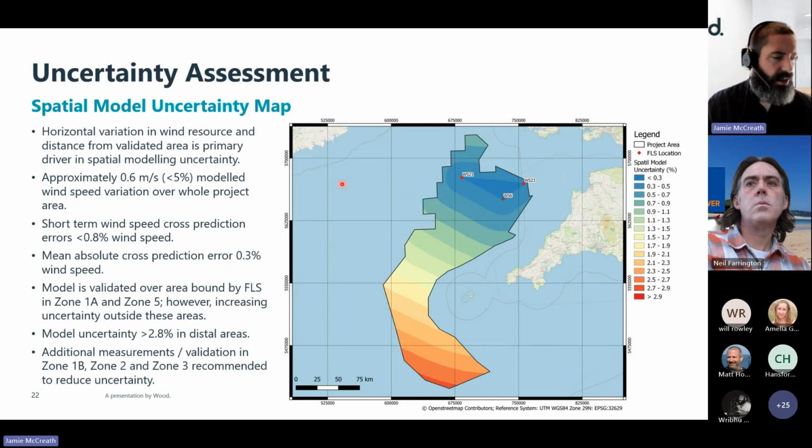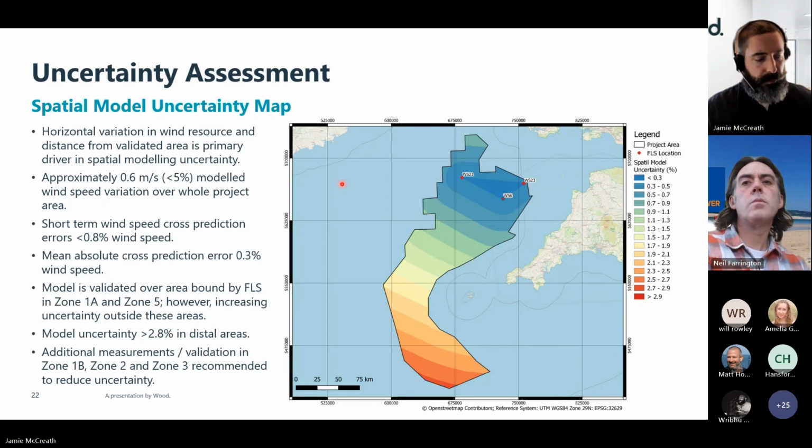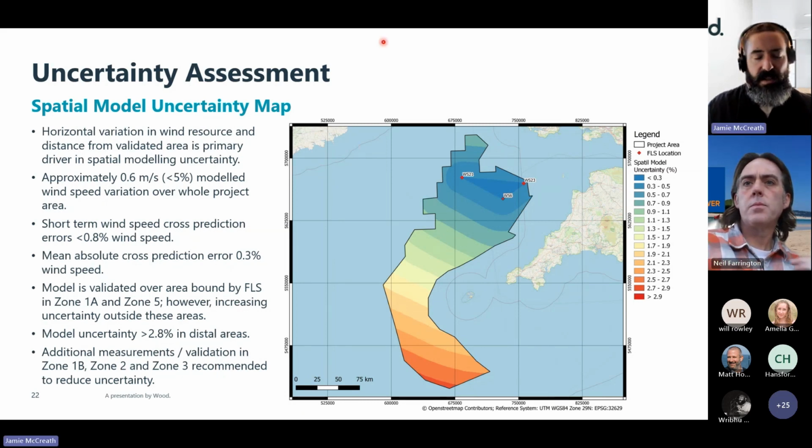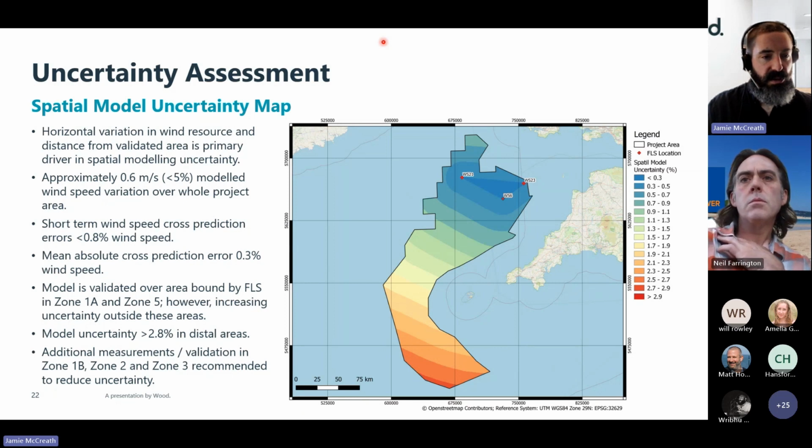The prediction over the area that's bound by those LiDARs, we used a mean of 0.3%, and then outside of that, I think it was 0.003 or 0.005, I don't have it in front of me at the moment, per additional kilometre that we're moving away from the area of certainty. I should say that this uncertainty is just variation in the spatial distribution. It doesn't consider uncertainty associated with the measurement campaign or with the long-term adjustment. It's purely variation in spatial wind resource variability and the certainty we have in that over the area.